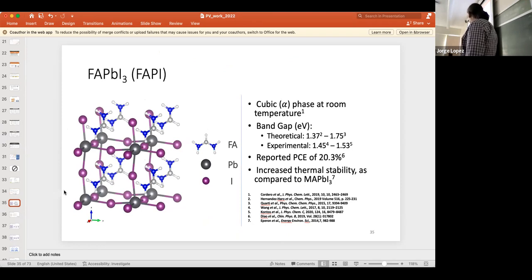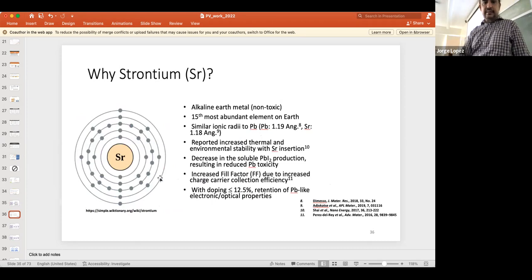Yeah. And other things that we're doing, this is the FA molecule with lead and iodine. It's called FAPI. We have the best efficiency at about 20%. It has more stability than the MAPI one. This is called MAPI and this one is FAPI. So where you have the methyl ammonium. And we were wondering what happens when you exchange lead with something else. So let me just go real quick here.